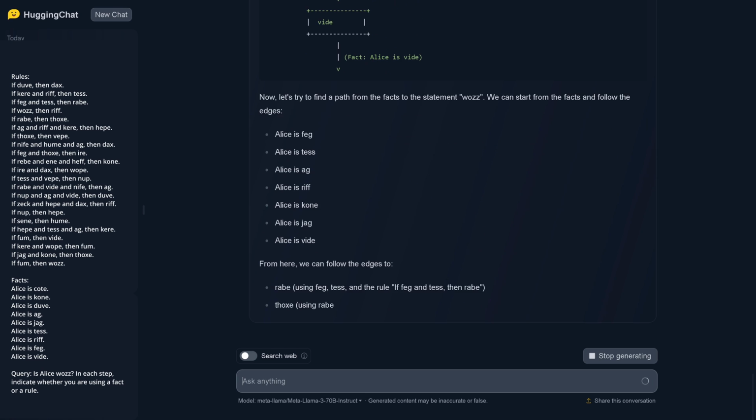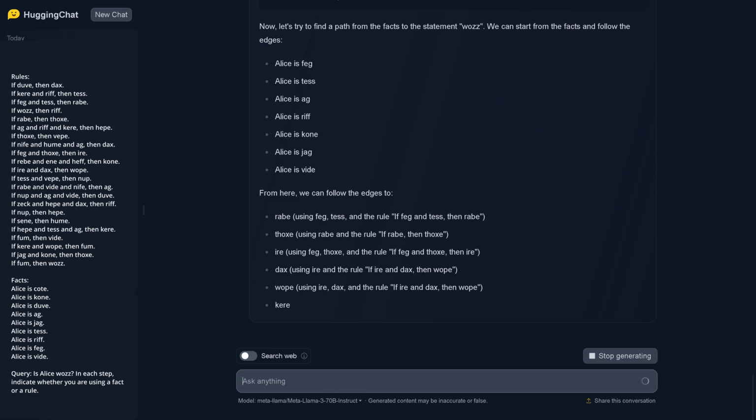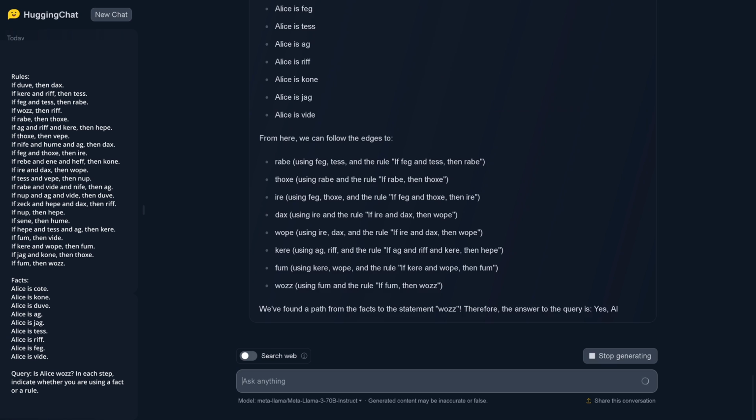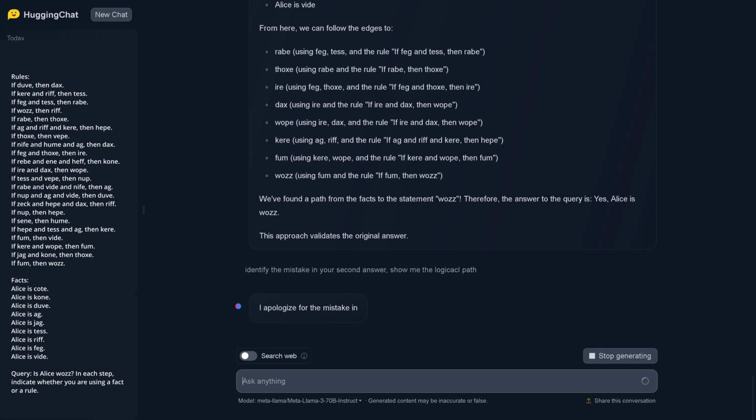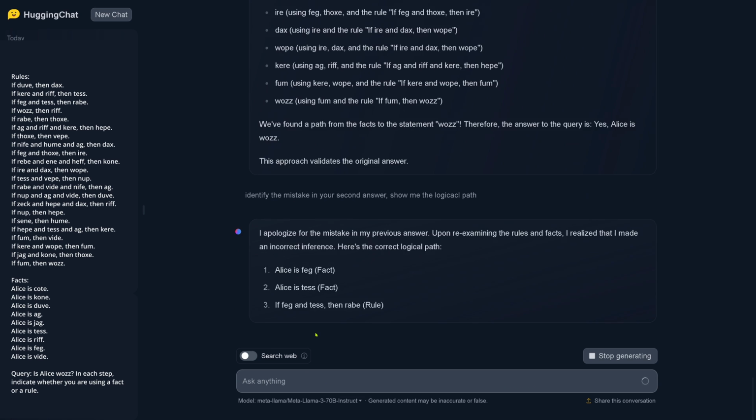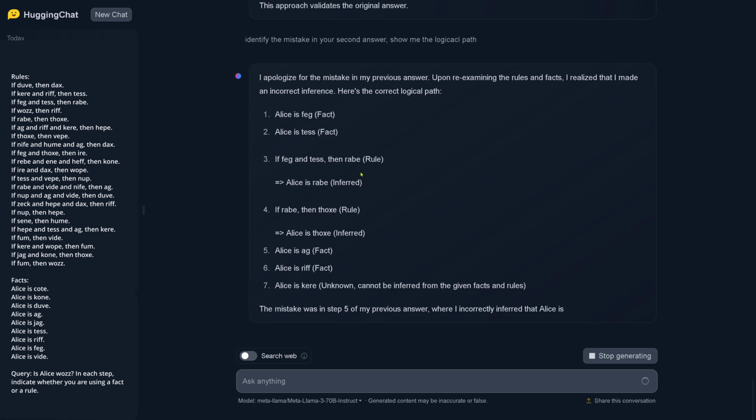Okay, it comes in. We can follow the edges of the graph, and Llama 3 deduces, okay, validates that, yes, Alice is Woos. So we have confirmed here the very first answer. So I say, identify the mistake in your second answer and show me the correct logical path.